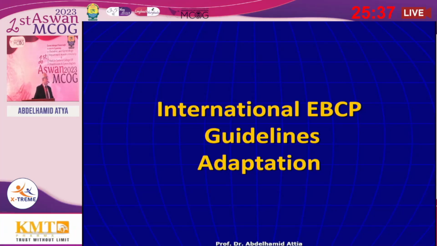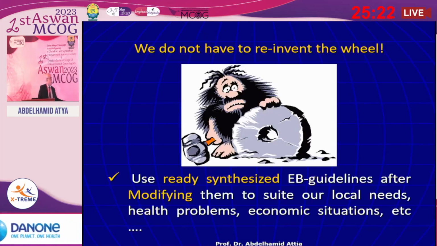Now we come to the adaptation process. We are having GEMS. These GEMS are the international guidelines developed all over the world. We shouldn't neglect them. We should make use of them. But we don't have to reinvent the wheel. We don't have to put guidelines once again from scratch. We can use these GEMS and produce our own guidelines based on these evidence-based, high-quality guidelines.